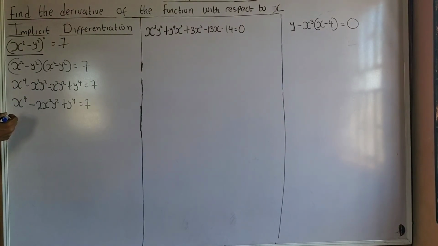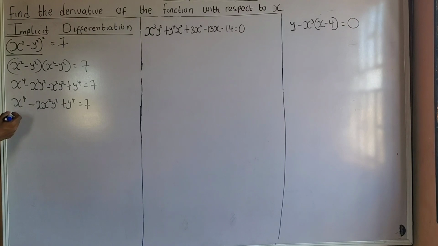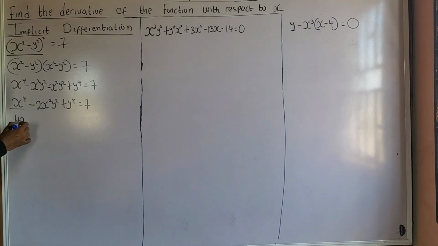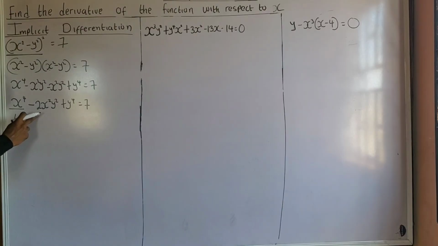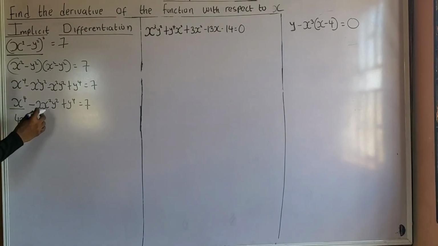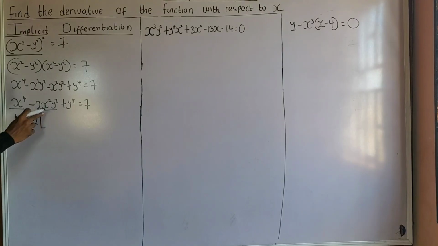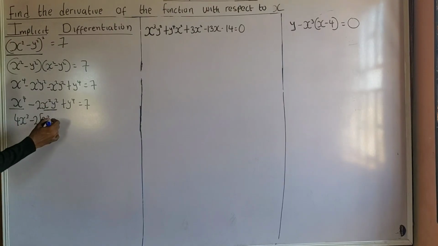If you want to differentiate y with respect to x, let us differentiate x raised to the power of 4. I'm going to have 4x raised to the power of 3. Differentiate negative x squared y squared. You're going to have negative 2. Now, we are going to use the product rule to differentiate x squared y squared. Keep x squared constant. Differentiate y squared. You're going to have 2y.